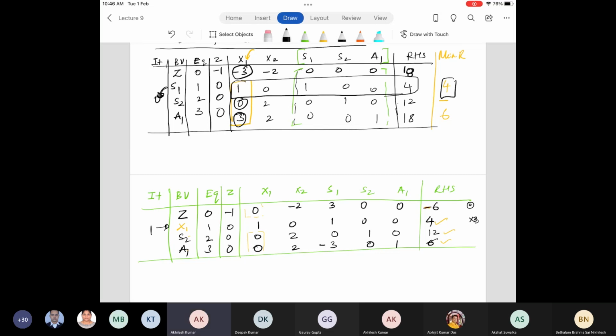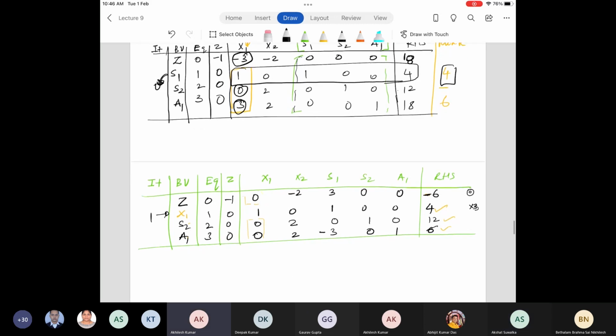Is it clear, guys, what we have done? Yes. Okay. Do the next iteration. See which one will enter, which one will leave the basis, and see whether you have reached optimality or what. I give you complete 10 minutes to figure that out.